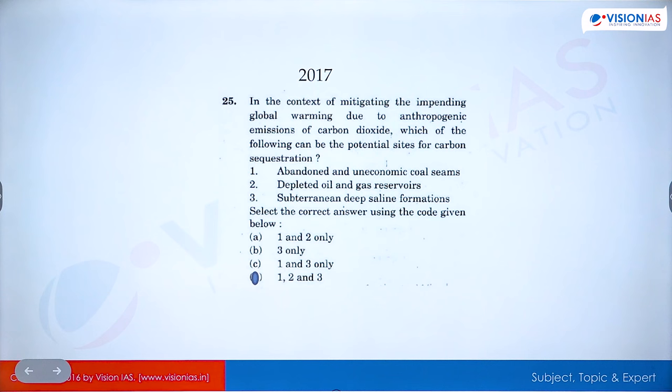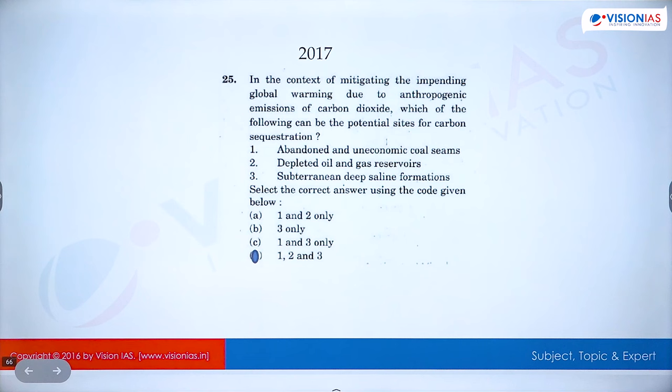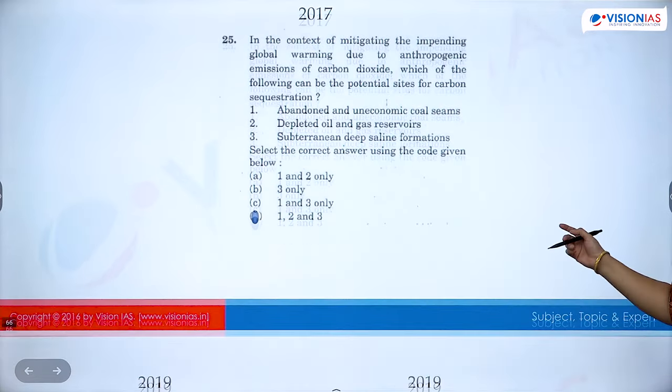Subterranean deep saline formations. Best is read a particular article, chahe Wikipedia hi padh lo, although we don't recommend Wikipedia, it's not very authentic. But what are the different technologies of carbon sequestration? Please note this question down and find answers to this. What are the different technologies of carbon sequestration? This is an important conceptual topic. Done? Okay.